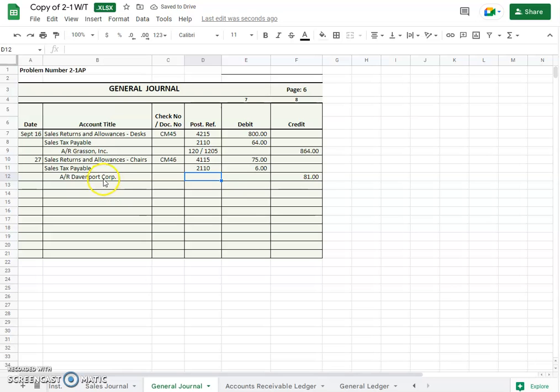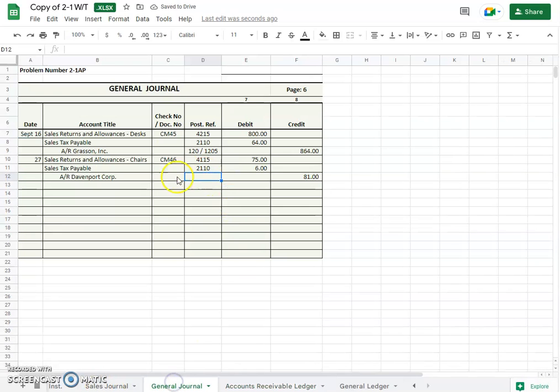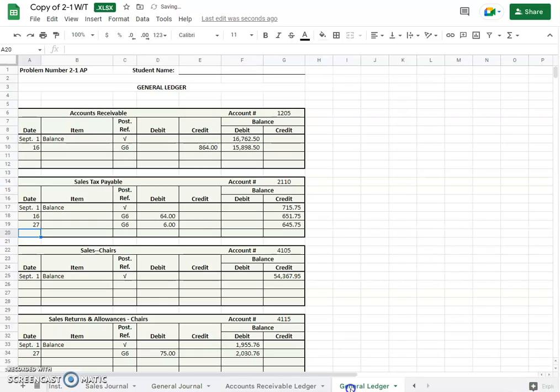And accounts receivable, Davenport. Accounts receivable ledger, we go to Davenport Corporation on the 27th from G6. They will have a credit, the total amount of 81. So we'll reduce the balance and account number 110. But we also have to post this to the accounts receivable account. So it's the 27th from G6, a credit of 81. Account number 1205.